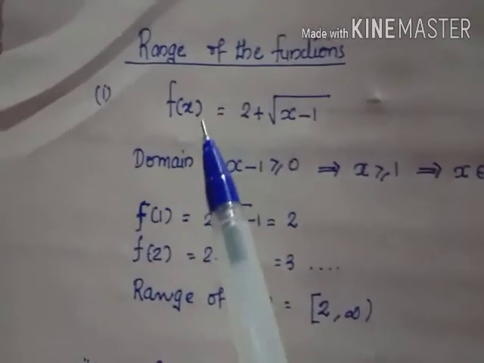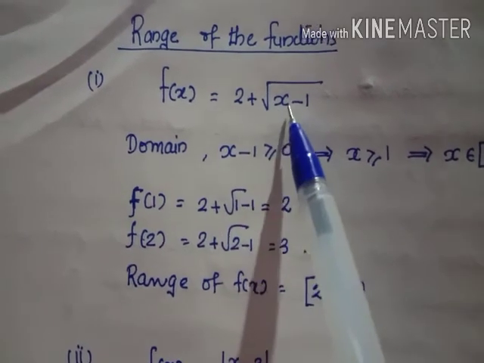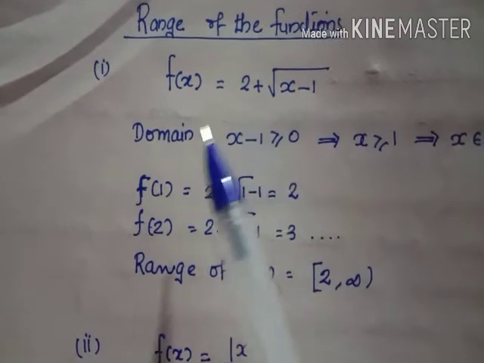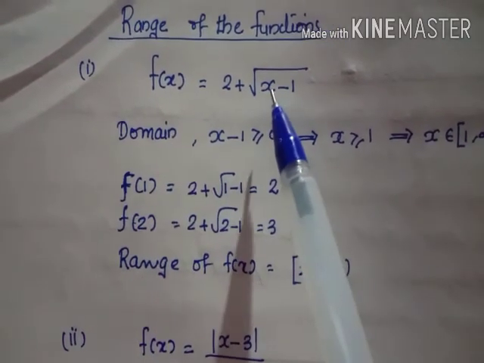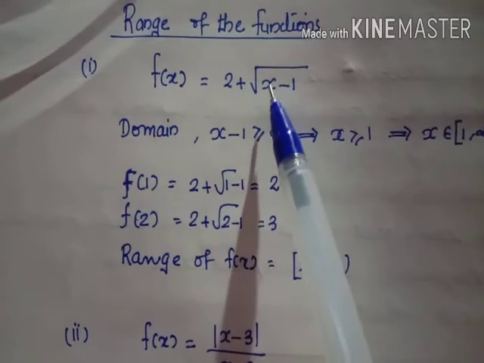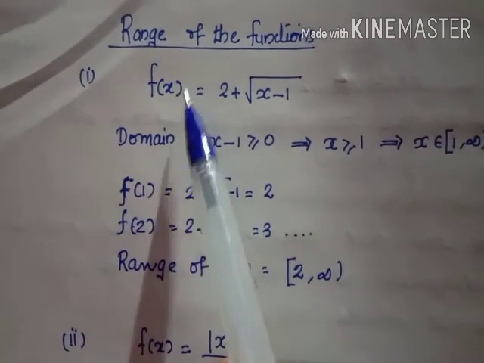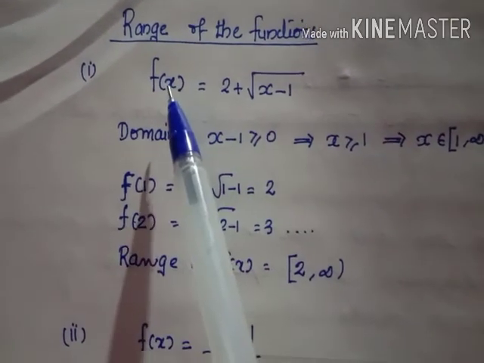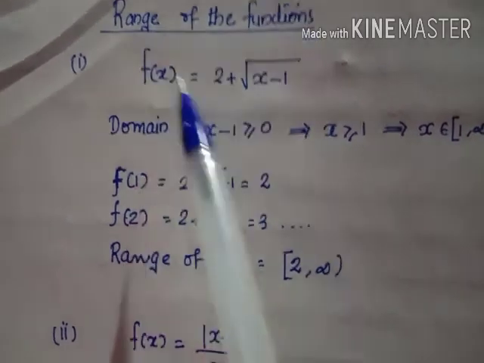See the first one, f of x equal to 2 plus root of x minus 1. First we have to find its domain. Domain means the values of x. So for what values of x is f of x defined, or for what values of x will we get an output for this x or f of x.